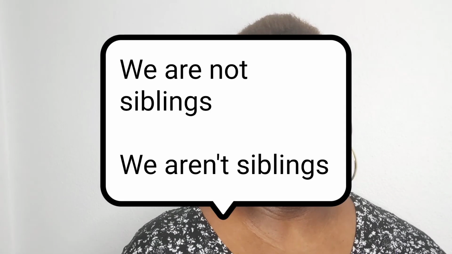I am not a doctor. She is not my friend. She isn't my friend. We are not siblings. We aren't siblings. So these are the negatives, interrogatives, and affirmative forms of the verb to be.